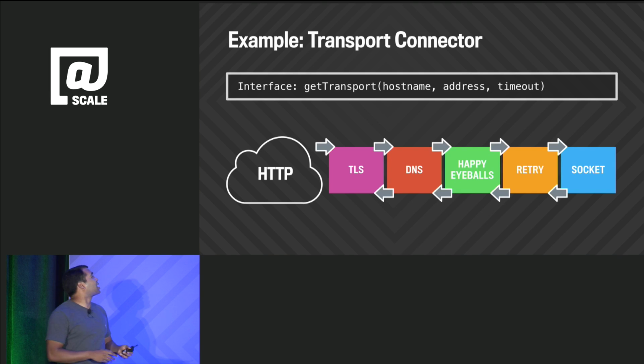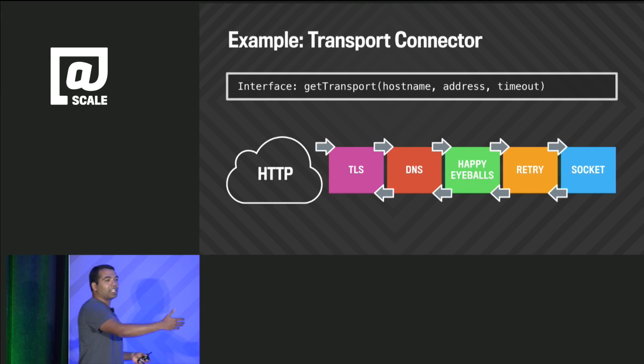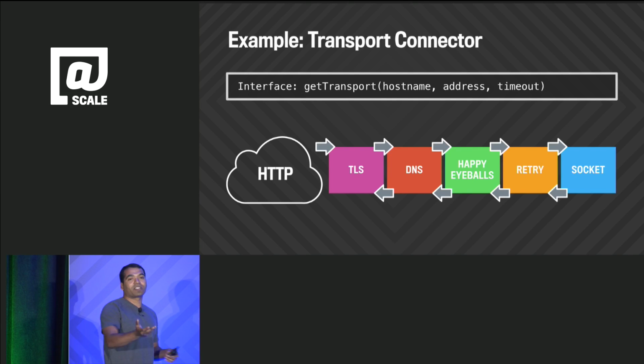So here's a transport connector interface. What it supports is get transport, which takes a host name, address, timeout, and gives you back something that looks like a socket, right? So as you go forward, each layer is asking the next layer to do something for it and return it a transport, right? So TLS says, oh, here's a host name, a DNS. Why don't you resolve these addresses for me and give me a socket back so that I can negotiate my TLS on top of it?